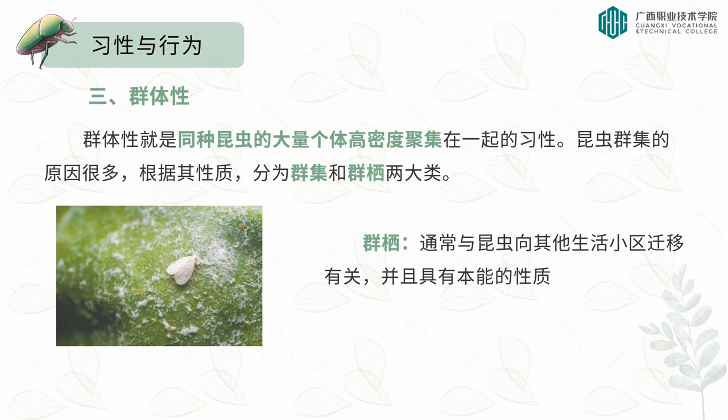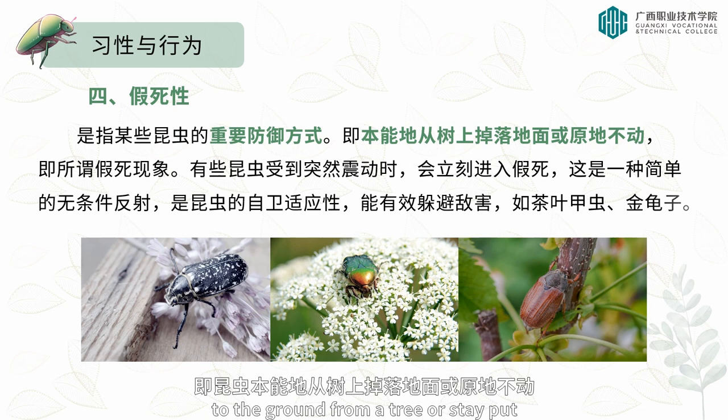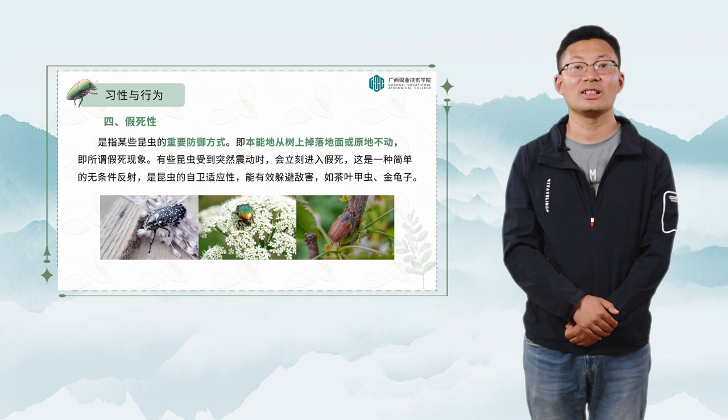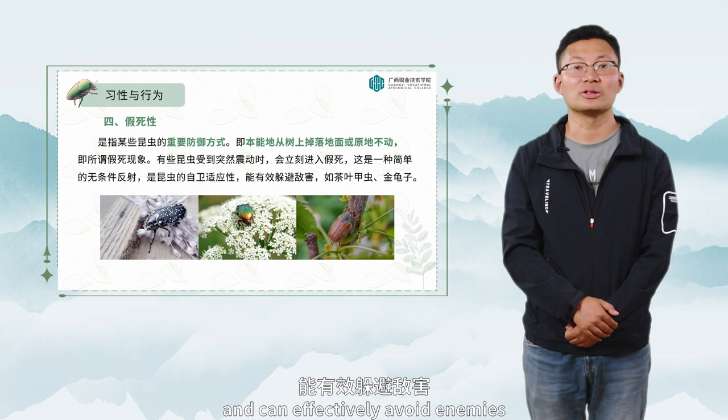4. Feigning death is an important defense method for some insects. That is, insects instinctively fall to the ground from a tree or stay put, which is called feigning death. Some insects will immediately enter feigning death when suddenly shocked. This is a simple, unconditional reflex. It's the self-defense adaptability of insects and can effectively avoid enemies, such as tea beetles and scarabs.